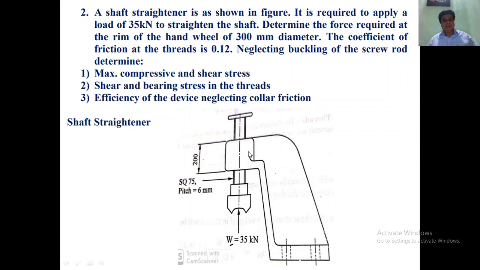So this is the shaft straightener, and this is the screw which is used inside this frame, and the frame is fixed. Here you can see the load is 35 kilonewton, which is applied here, and the thread is given as square 75. So the diameter of the screw rod is 75, pitch is 6 millimeters, and the height of the nut is 200 millimeters. This is the nut inside, which has internal threads, connected to the frame here, and this is the power screw or screw rod.